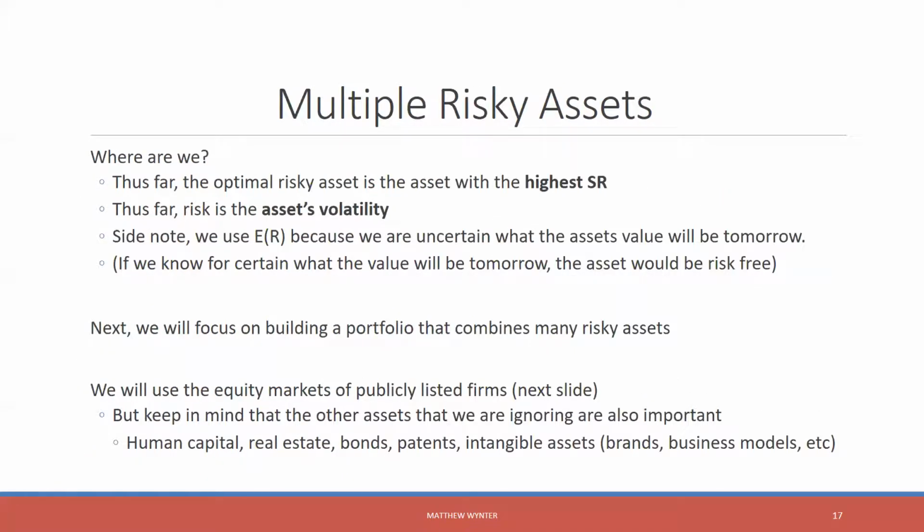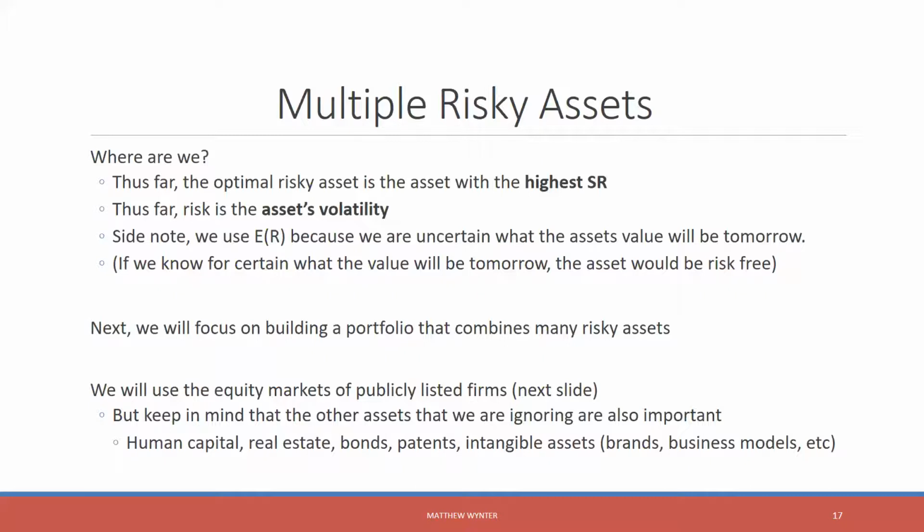Multiple risky assets, where are we? Thus far, we've been able to identify the optimal risky asset. We said this will be the asset that has the highest Sharpe ratio. Thus far, we've defined risk as the asset's volatility. Side note, we're using expected return because we're uncertain what the asset's value will be tomorrow. Remember, we assume that our risk-free rate has 0 volatility. If we know for certain what the value of the asset will be tomorrow, then it would be risk-free.